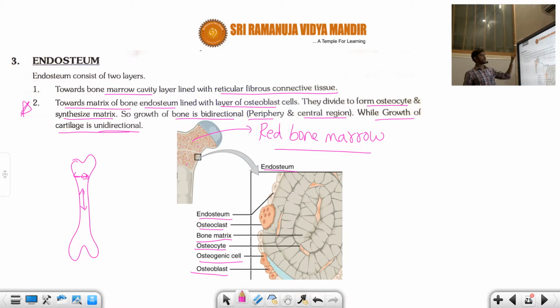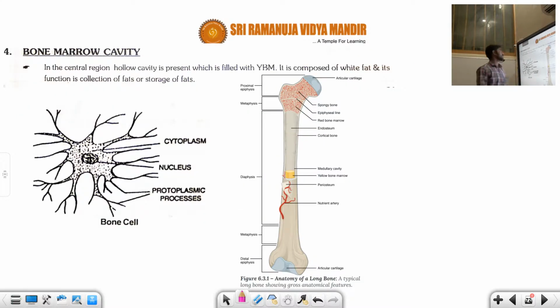Endosteum, what is that? Towards the bone marrow, it is lined with reticular fibrous connective tissue. Simply write here RFCT; RFCT means reticular fibrous connective tissue. I hope you understand this third one. And the fourth one, students, is about the bone marrow cavity. In the central region, a hollow cavity is present, which is filled with YBM. YBM means yellow bone marrow.